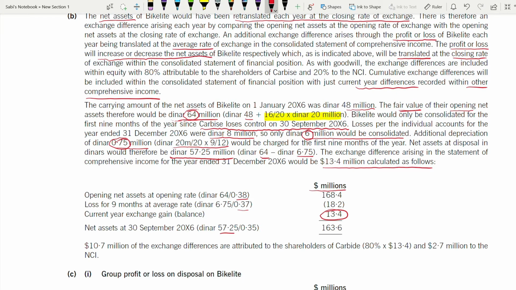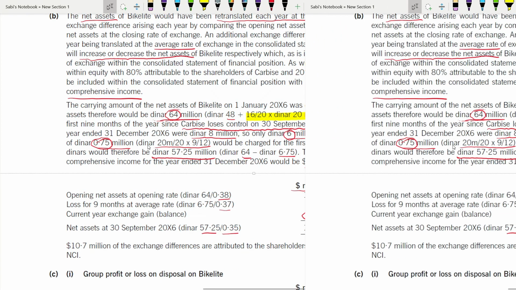Right? You take the closing 30th September 2006 balance and translate it. It will be 1. So the difference is the current year exchange gain. It's a balance. The balance is positive, because when you add 13.4 with this, you will get 163.6. So whenever the balance is positive, it's a gain. If the balance is negative, it's an exchange loss. That's a way to understand whether it's a loss or a gain.